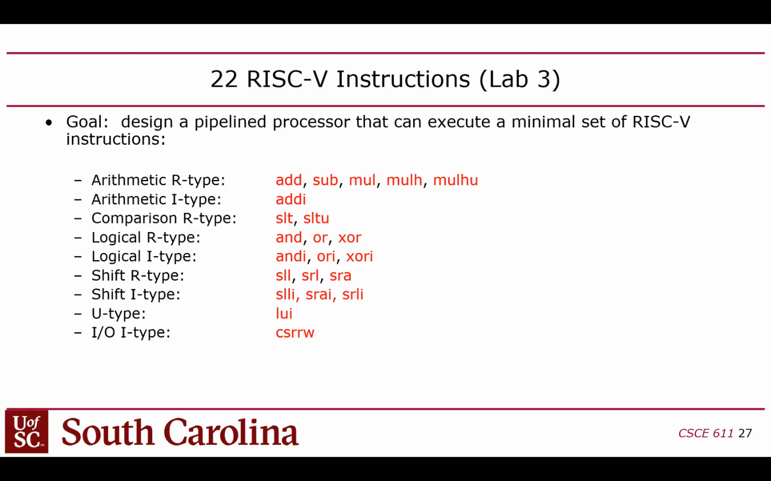Now you'll notice from this list, basically most of these instructions are number crunching instructions. So add, subtract, multiply, set less than, and, or, XOR, shift left logical, shift right logical, shift right arithmetic, load upper immediate, and CSRRW. Aside from CSRRW and load upper immediate, these are just very simple number crunching instructions. There's no branch or jump instructions in here, which means that any code you write for this processor can't have any conditional execution whatsoever, right?